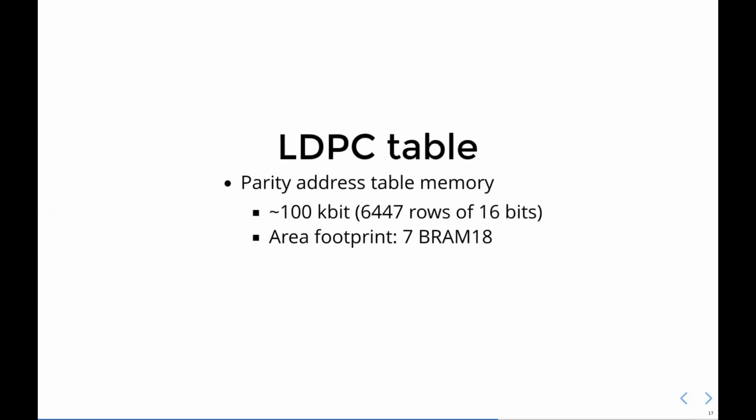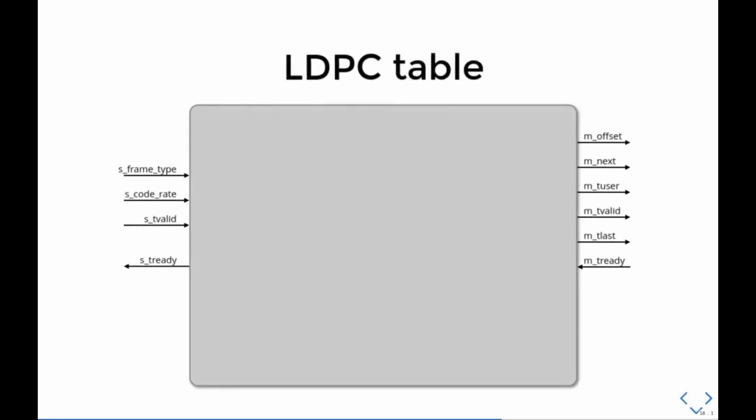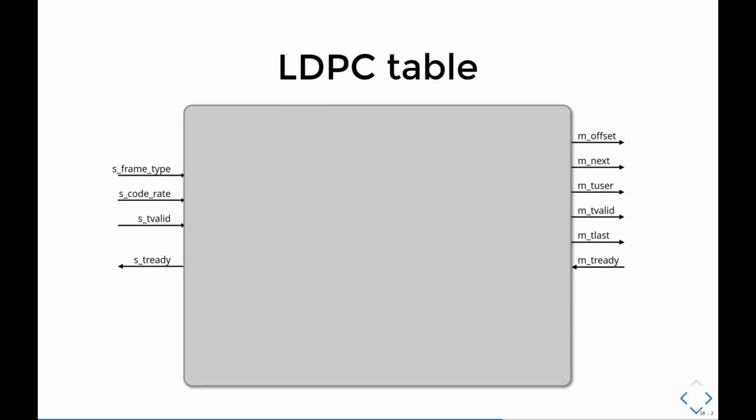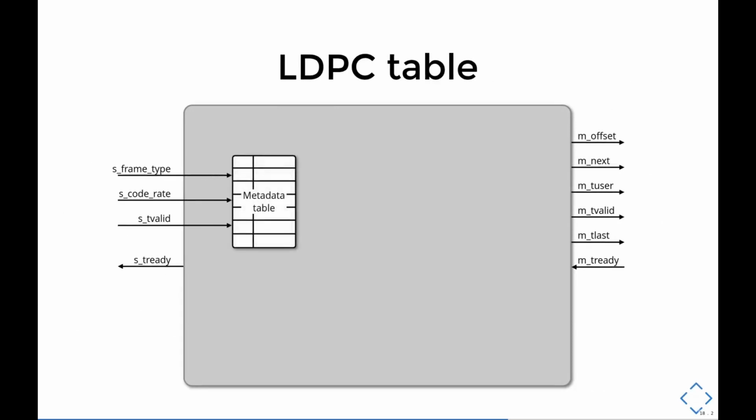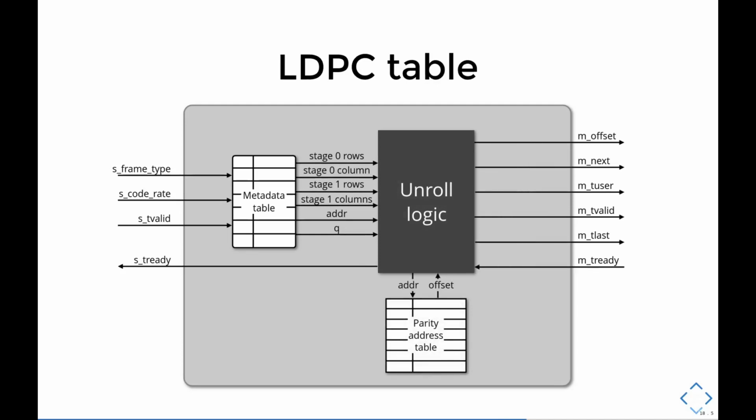In summary, the coefficients ROM has around 100 kilobit worth of data, and it uses 7 block RAM 18 on a Xilinx FPGA. The metadata memory is much smaller, only around 1 kilobit, and it will likely be mapped to lookup tables. So, piecing everything together, frame type and code rate address the metadata table. The metadata table outputs the relevant info to the unroll logic. The unroll logic reads the parity address table to generate offsets for the LDPC core calculation. The unroll logic here is just a bunch of nested counters, so I'm not going to go into details.